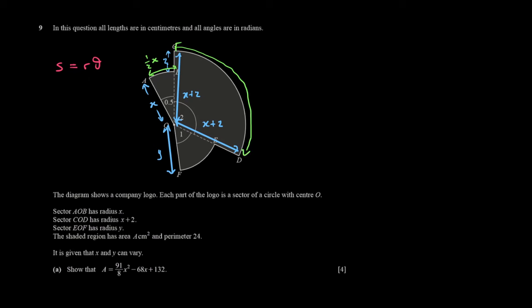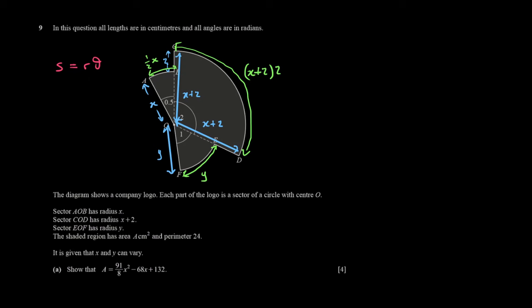What about this arc length there? Well, again, same thing. What's the radius? x plus 2. And what's the angle? It's 2. So we're going to get x plus 2 times by 2. Okay, now, what's this arc length here? We've got to do the same thing. What's the radius? y. What's the angle? 1. So this is y times by 1, or just y.